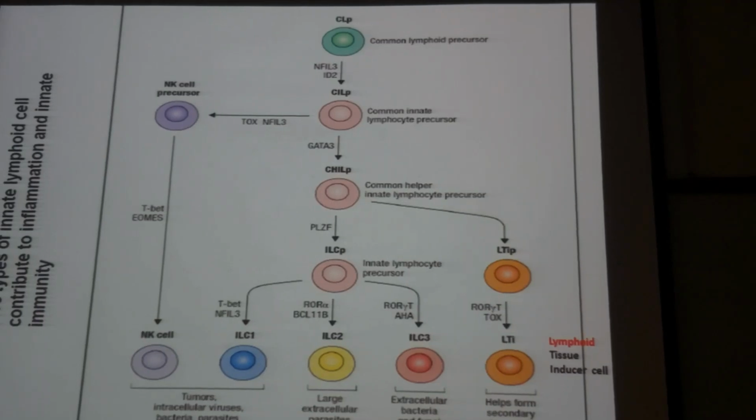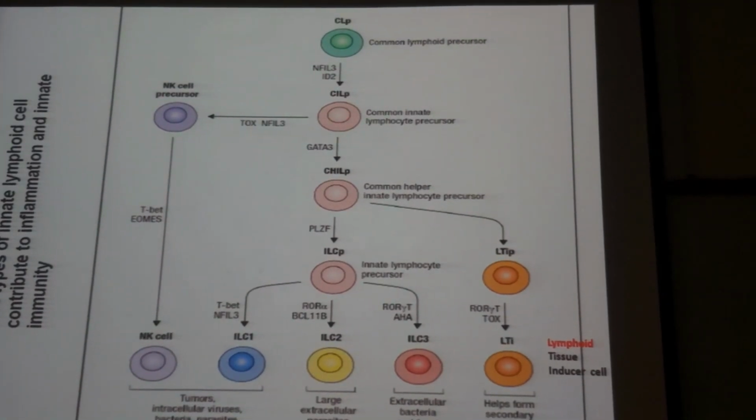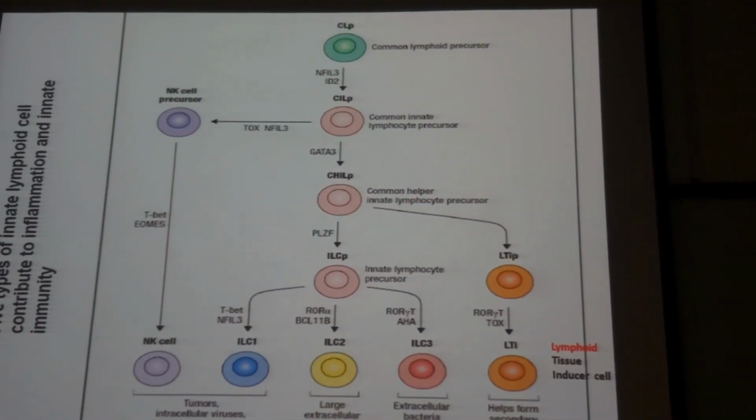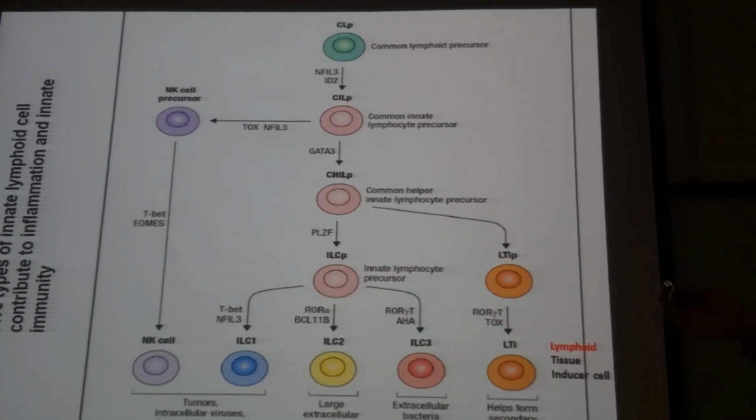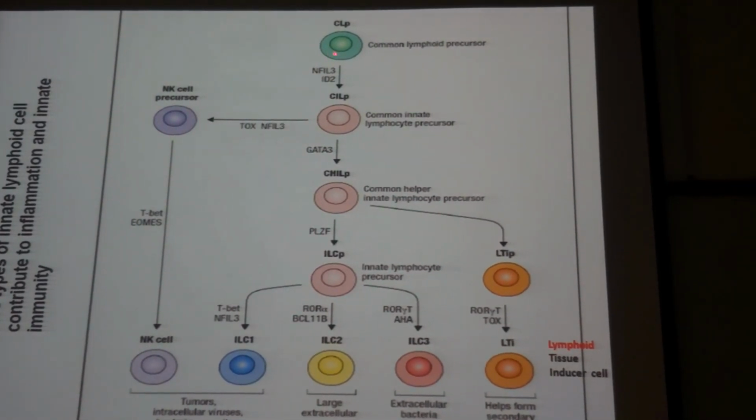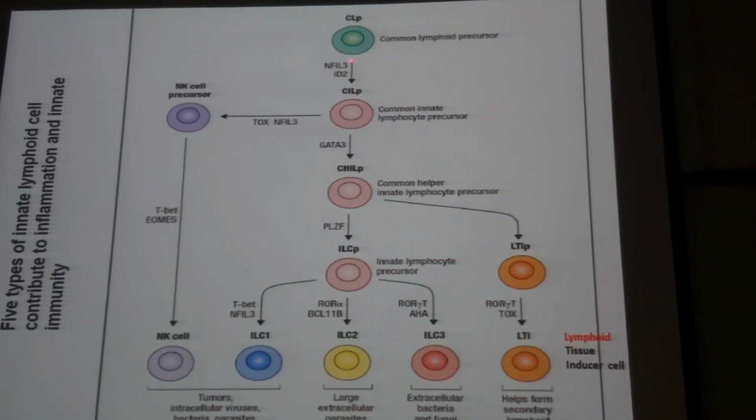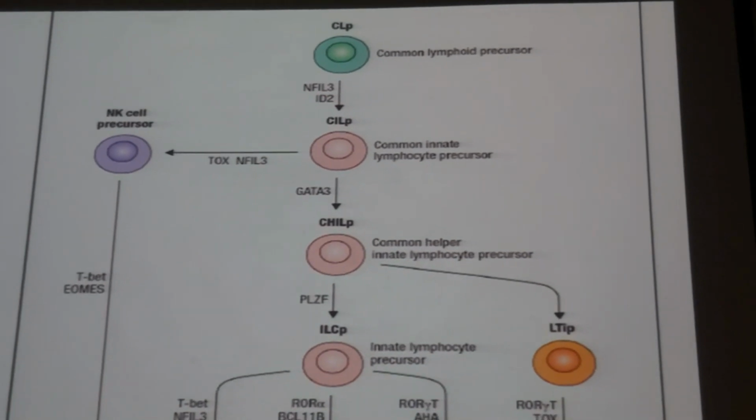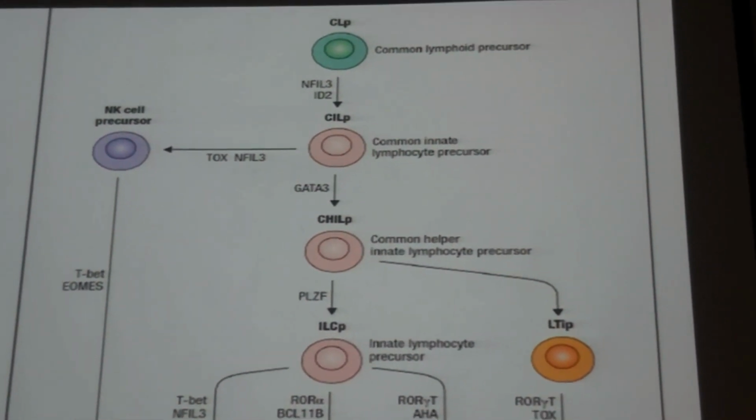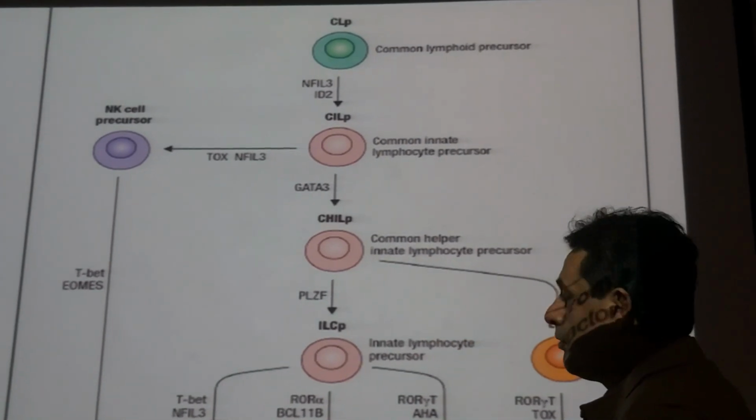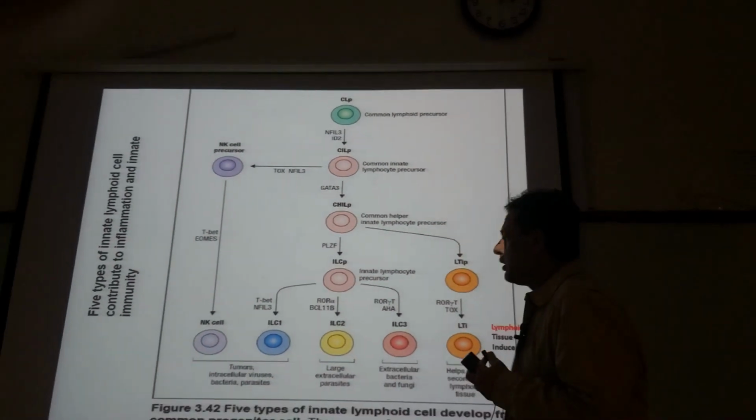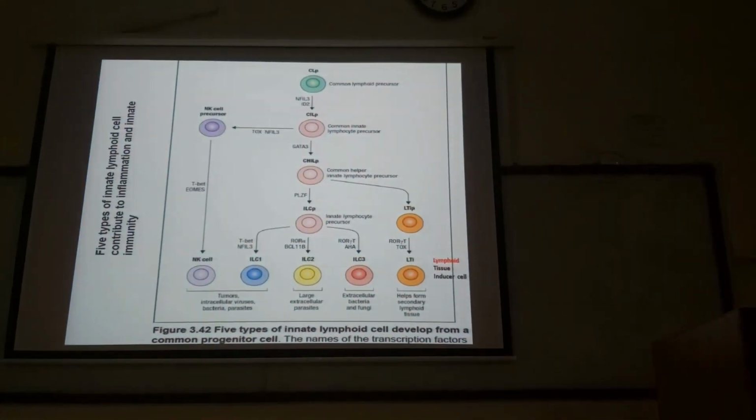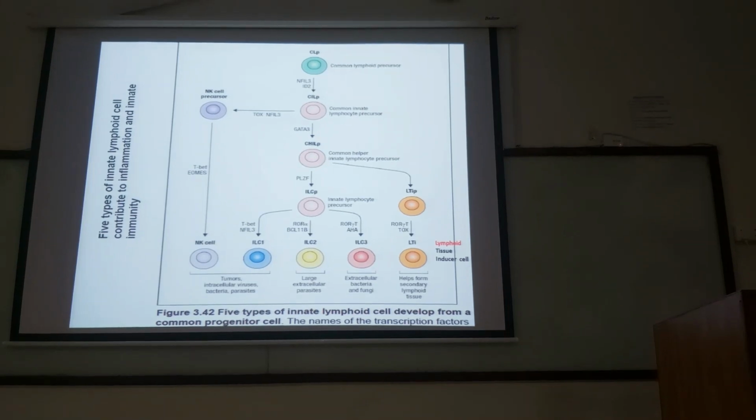lymphoid cells. Okay? Because this CLP is going to differentiate along different lines to give rise to other lymphocytes. And along this line, when it is influenced by these transcription factors, it is going to give rise to CILP. And this CILP is differentiating into all these 5 different types of innate lymphoid cells. We call them ILCs, or innate lymphoid cells. Okay?